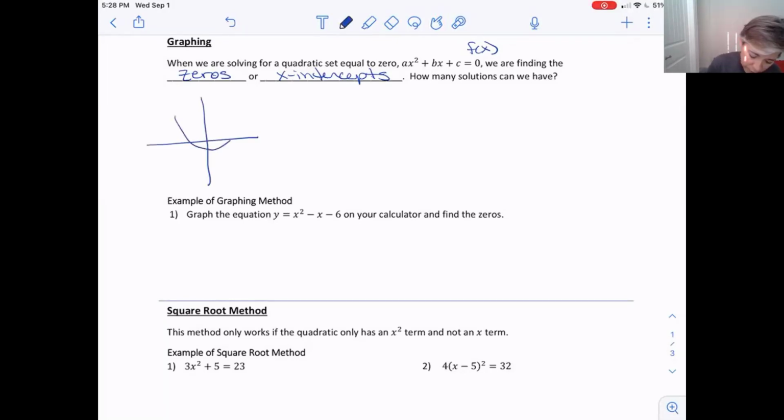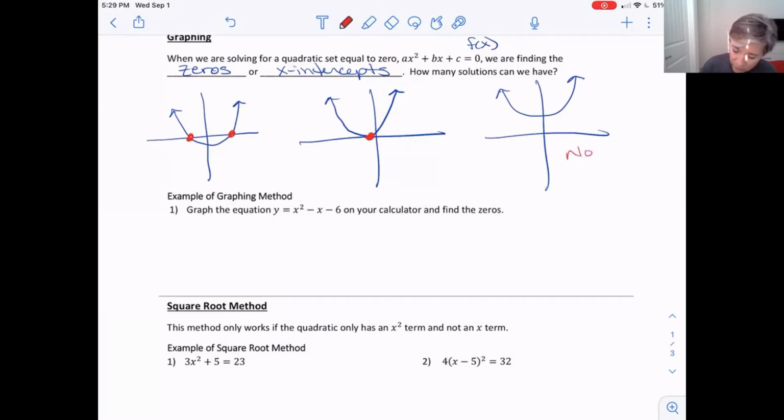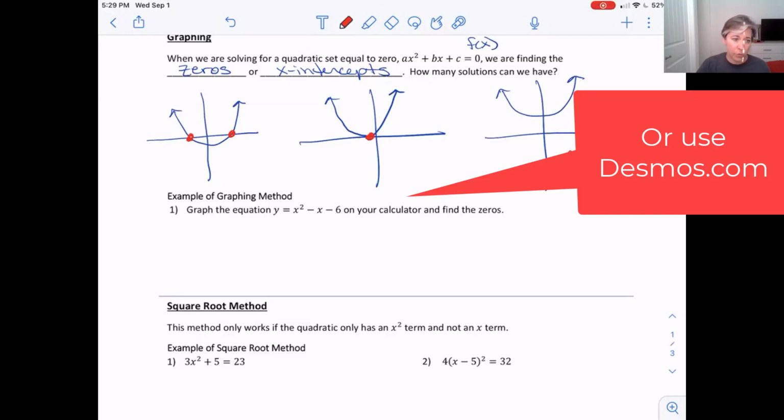So I know we looked at this earlier. If we've got one like this, it is possible to have 2 solutions to the equation because we have 2 x-intercepts. If the parabola only touches the x-axis and bounces off, then it's possible to have only 1 solution. And if the parabola opens up away from the axis and doesn't cross the axis at all, then we have no solution. So in this next example, we're going to use the graphing method by graphing this example on our calculator and finding the zeros.